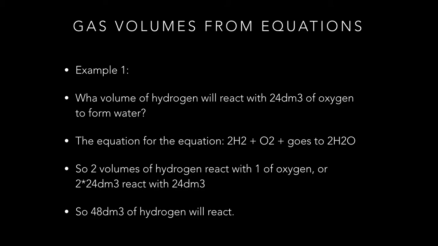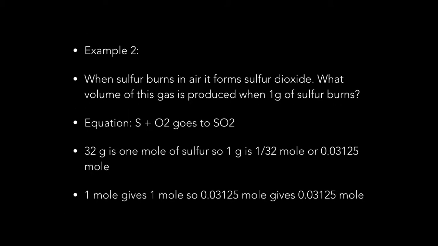That's pretty simple. Now, example 2. When sulfur burns in air, it forms sulfur dioxide. What volume of this gas is produced when 1 gram of sulfur burns? Now, the equation is S plus O2 goes to SO2. Now, this is pretty straightforward. 1 mole of sulfur reacts with 1 mole of oxygen gives you 1 mole of sulfur dioxide. That's basically the simplest ratio you can get.